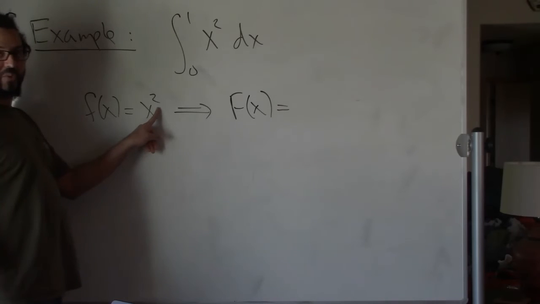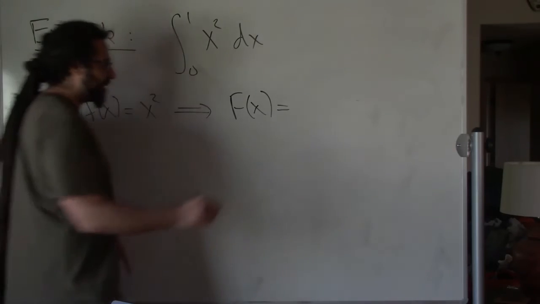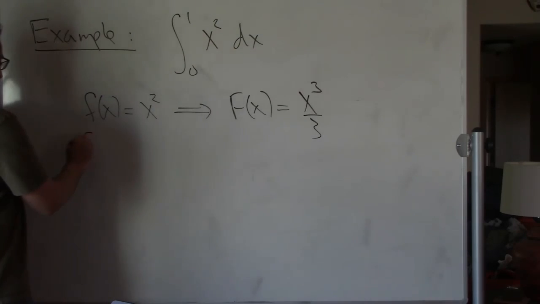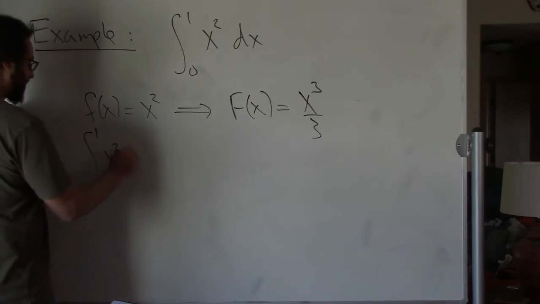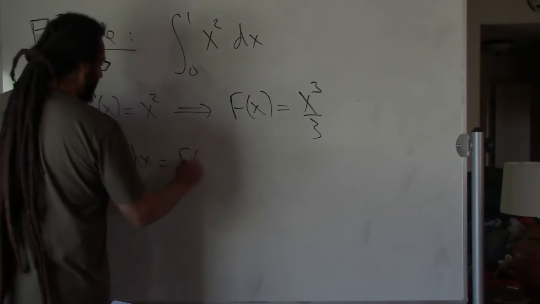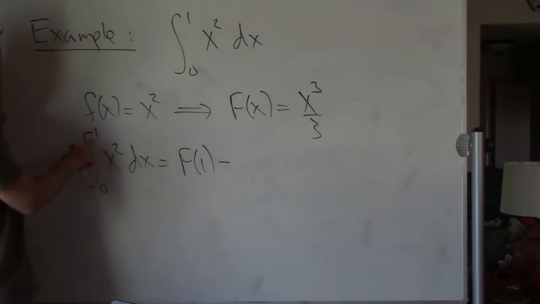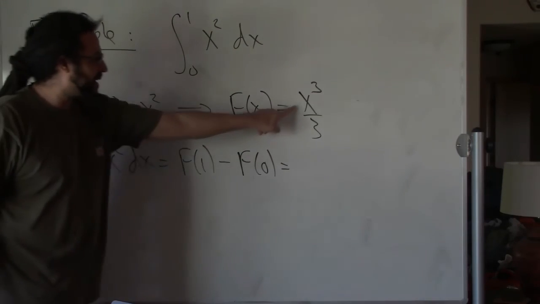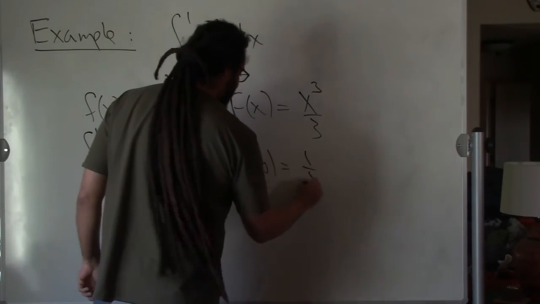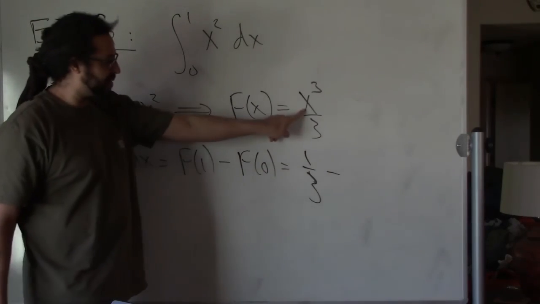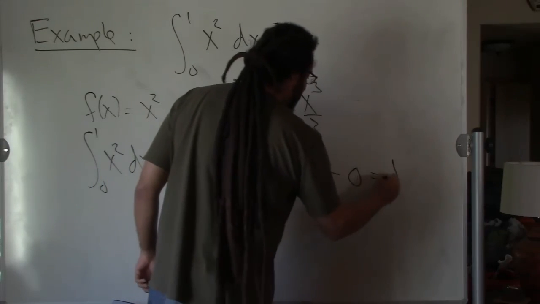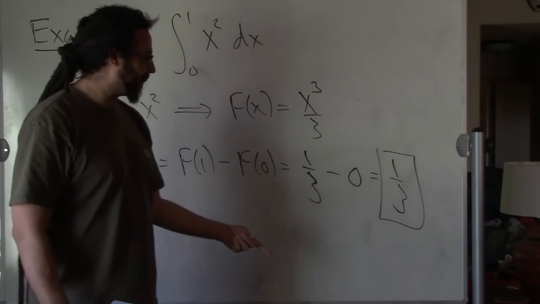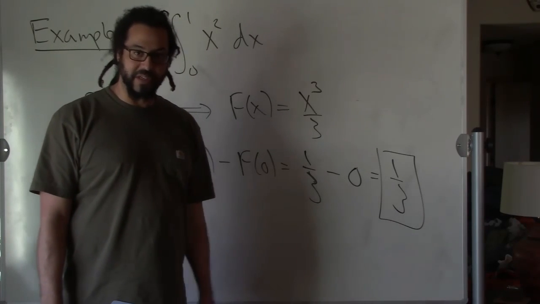How do you find the antiderivative? You add 1 to the power and divide by the new power. So this is x cubed over 3. And so the integral from 0 to 1 of x squared dx then, it's capital F of 1 minus capital F of 0. And so plug a 1 into this thing, you get 1/3. And then plug a 0 into this thing, you get 0. And so we do get 1/3, which agrees with the limit of the Riemann sums that we took in the previous solution.